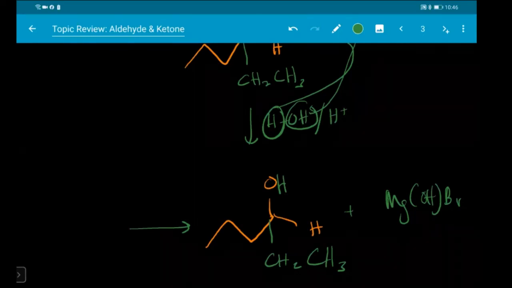Ada jawapan ni, berbeza ni. Ada secondary, ada tertiary ni. Okay, Saidah, secondary.